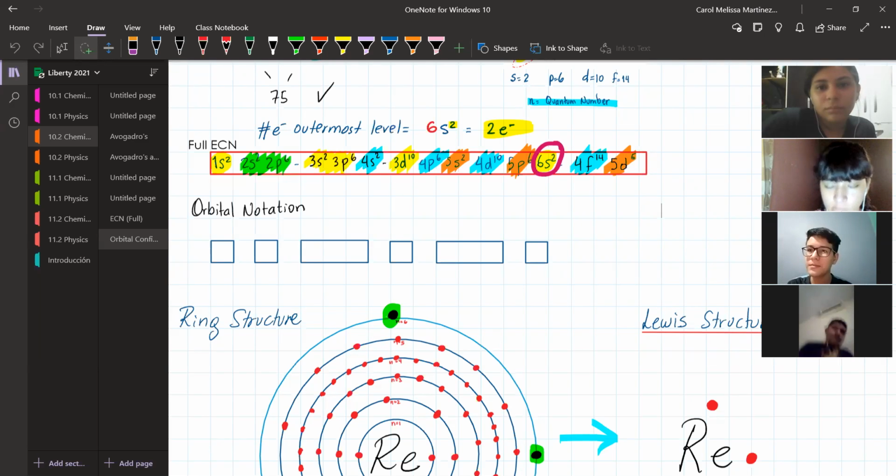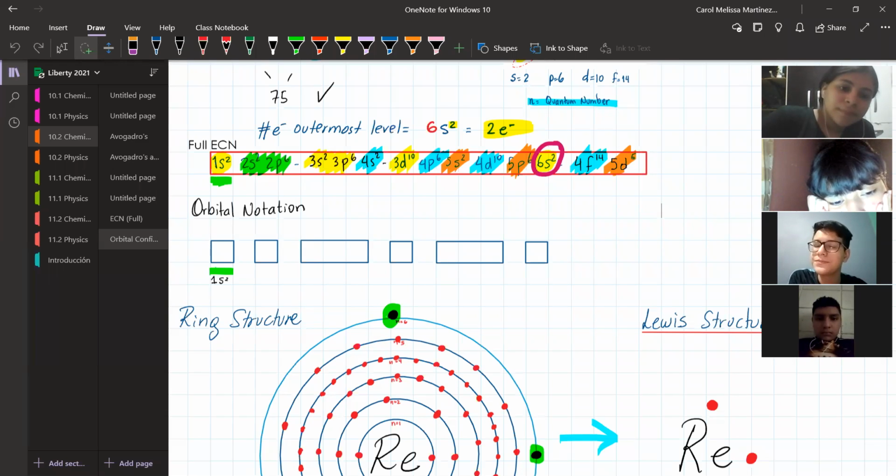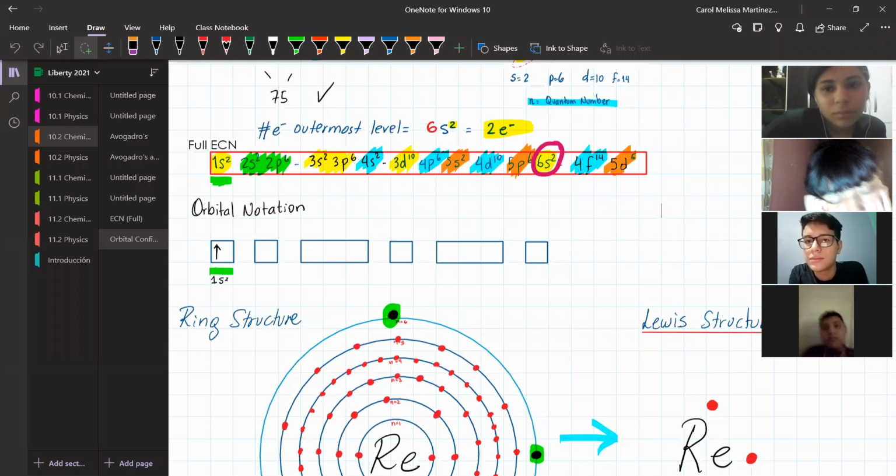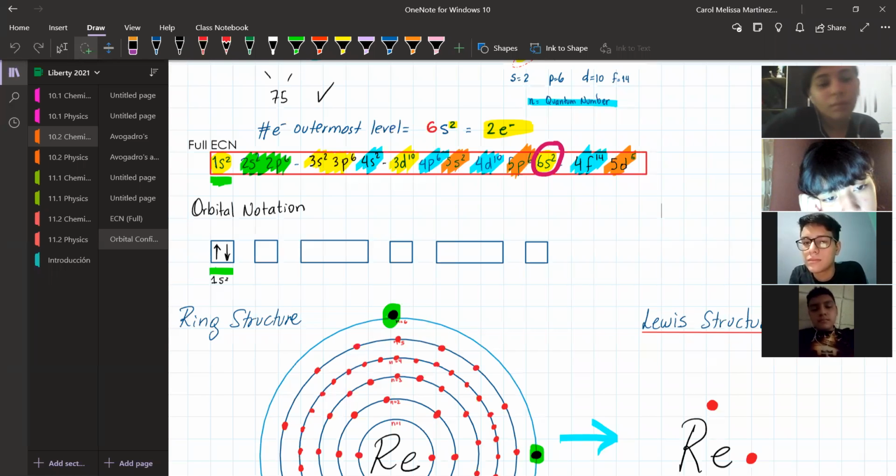So 1s2 is this one right here. Because I have two electrons, I will represent the two electrons with arrows. But take a look: one arrow goes upward, and the other one comes downward. Now we move to the next one, that is 2s2. Again, two electrons, which means two arrows, one up, one down. Very easy, right? Now it says 2p6, which means 6 arrows.